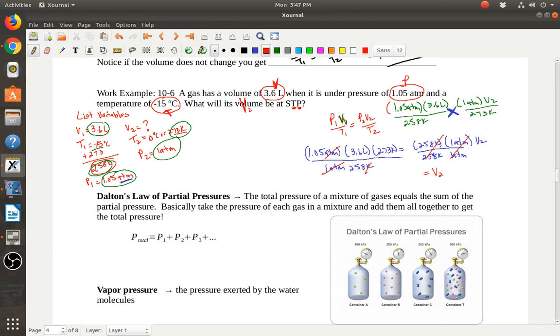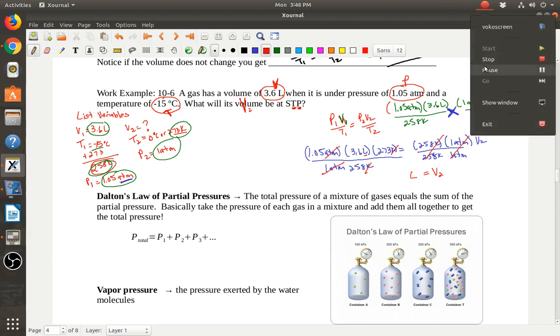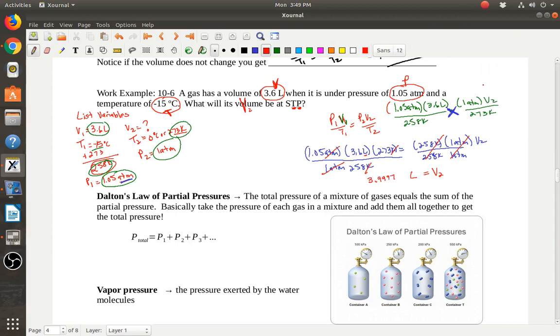ATM, ATM, Kelvin and Kelvin, liters is left over. And I'm just going to pull it up real quick and put the answer for you. The answer is 3.9997. The last thing we always have to do is check sig figs.